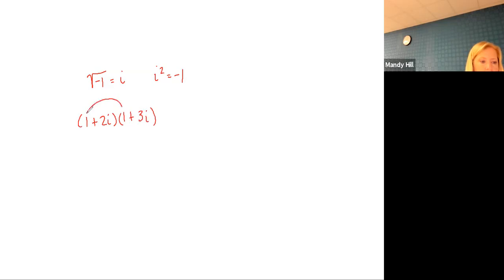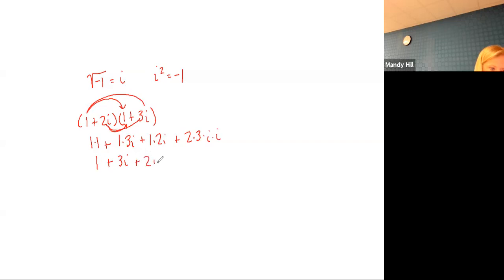We're going to do first, which is 1 times 1, outer, and they're both positive, so it would be plus 1 times 3i, inner, 1 plus 2i, and then our last terms, they're both positive, so we'd have 2 times 3 times i times i. This is still 1. This is going to end up just being a 3i. This is going to end up being a 2i. And this is going to end up being 6i squared.